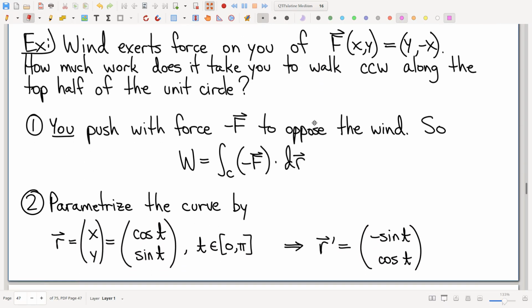Here's an example. How much work does it take to perform a certain task? And notice I'm moving along a given curve. There's a given force, and the force is not constant, and the curve is not a straight line. And so we've already entertained the question of how to solve this problem, and the answer is vector line integral. So we don't have to reinvent the wheel on this. We can just say, oh yeah, it's vector line integral. Boom.